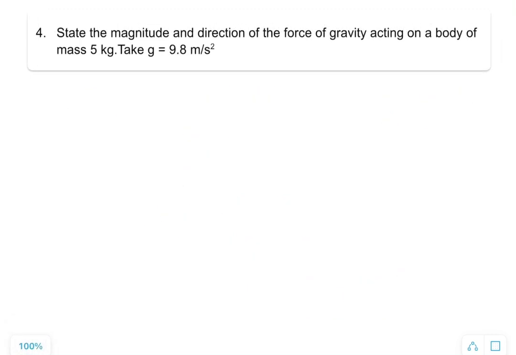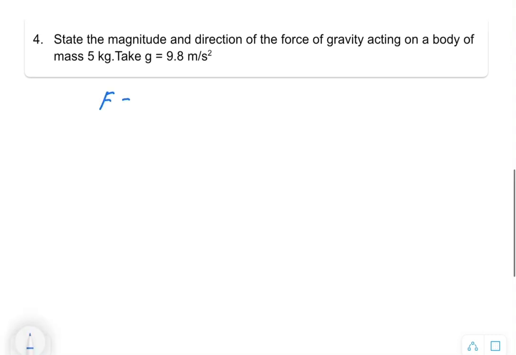State the magnitude and direction of the force of gravity acting on a body of mass 5 kilograms. Take acceleration due to gravity g equal to 9.8 meters per second square. Now the magnitude of force of gravity F can be written as F equal to mg. Let us substitute the values. m is 5 kilograms, g is 9.8 meters per second square. So that would give me F equal to 49 newtons.